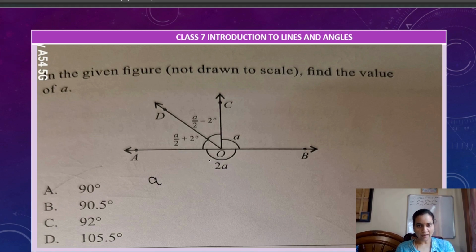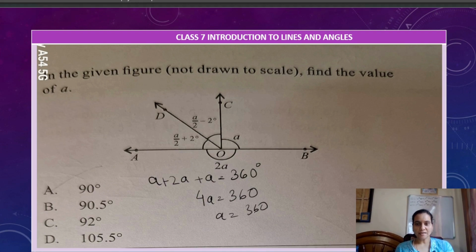Then this 2A I will take, plus 2A. And finally this angle A here. All of them together form one complete angle, which is 360 degrees. Now this is equal to 4A. 4A equal to 360 degrees means A is equal to 360 by 4, which is equal to 90 degrees. So option A is the correct answer for this question.